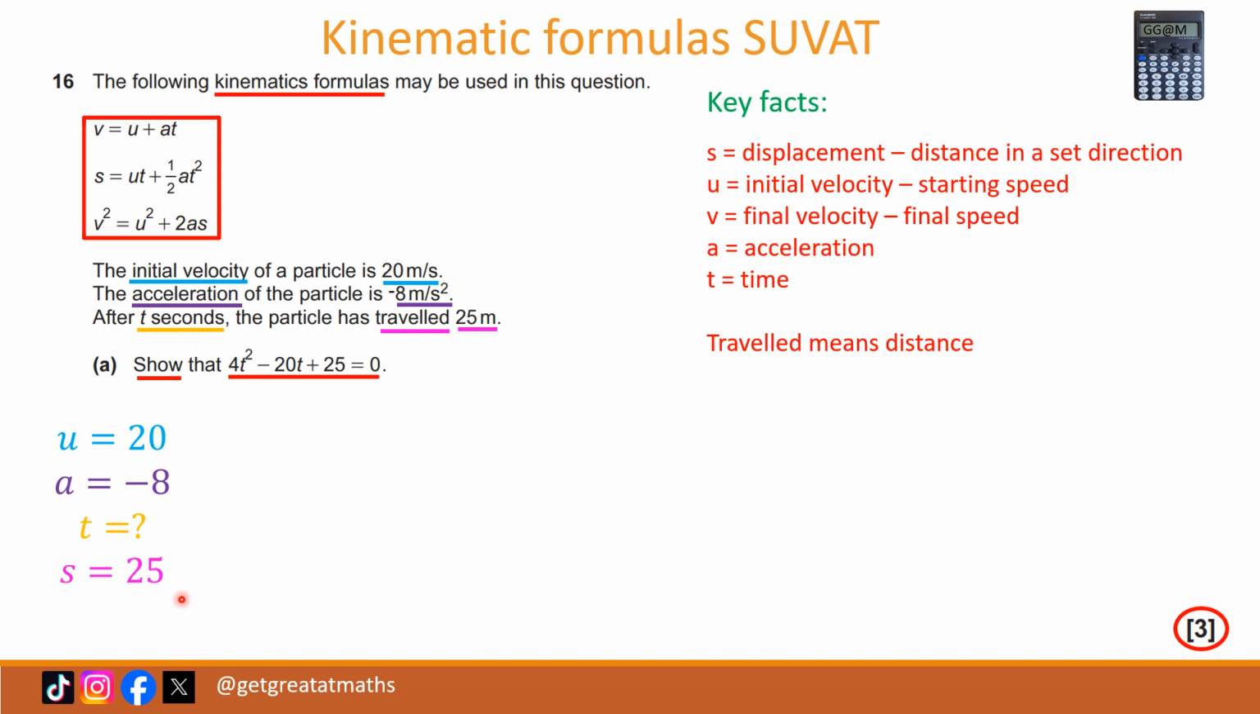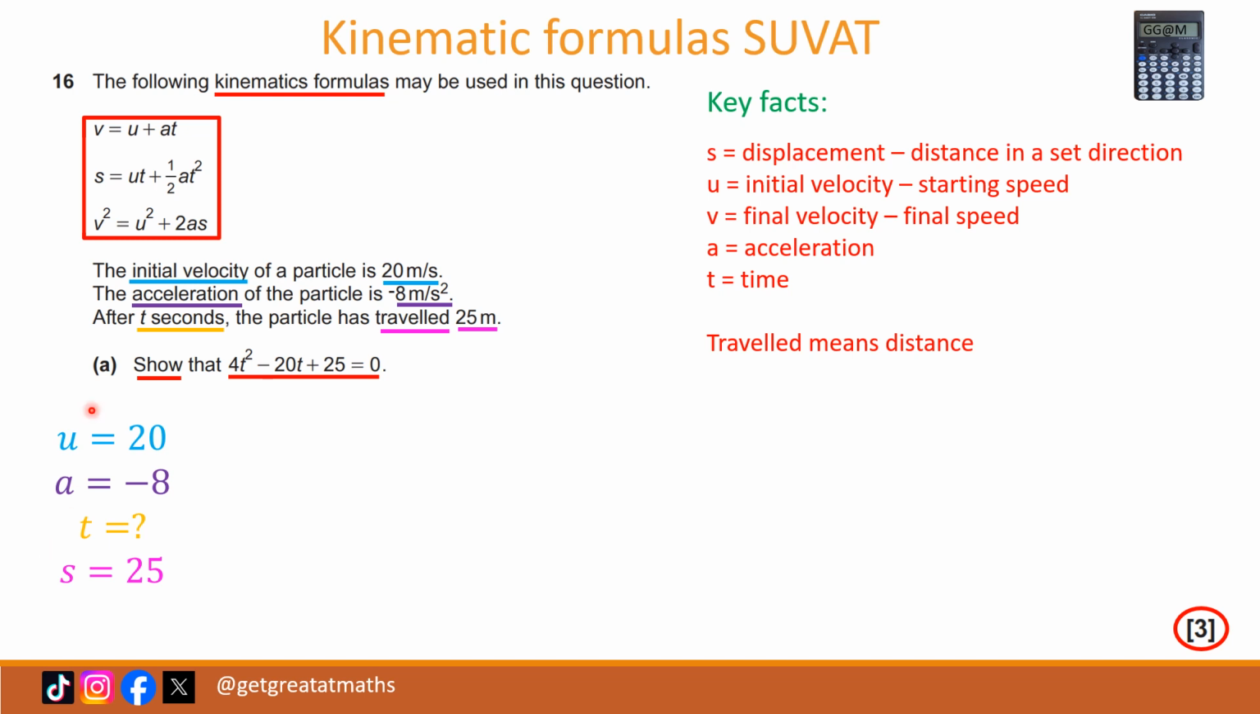Once you've written down the key bits of information, you need to look at these formulas up here and decide which one of these 3 equations is going to be the most useful for us. So you can see we've used the letters U, A, T and S.